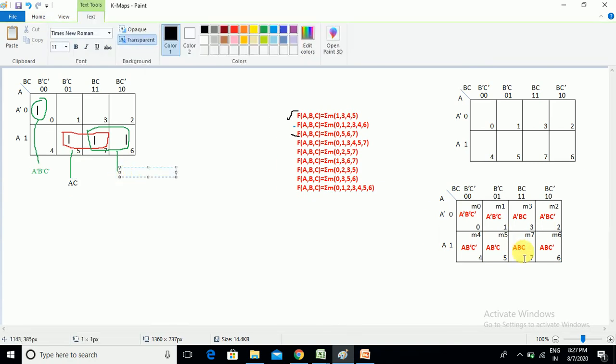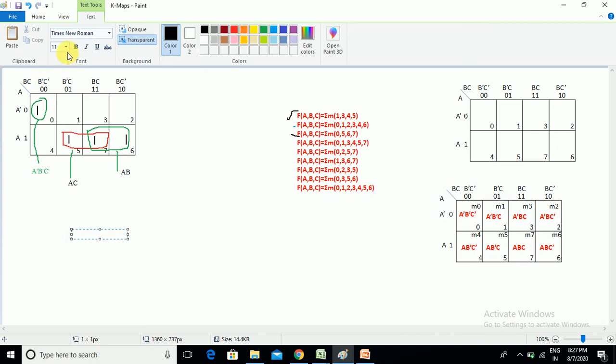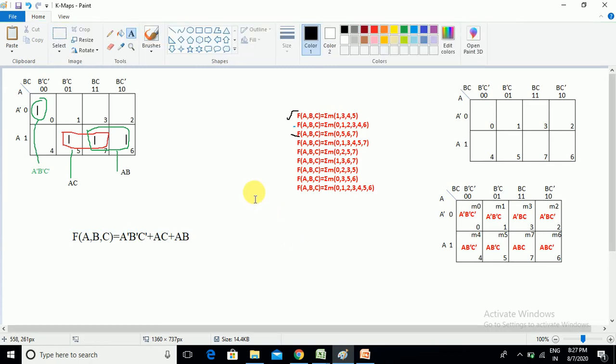7 and 6. A, B is common. The final answer for this question will be f of A comma B comma C equals A dash B dash C dash plus AC plus AB. This is the answer for the given question. So let us move to the next one.